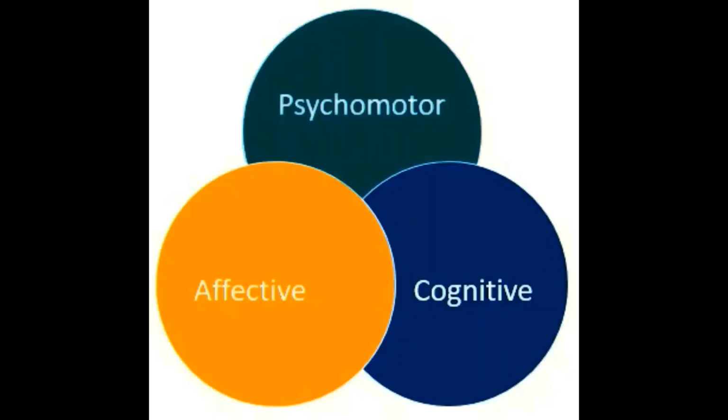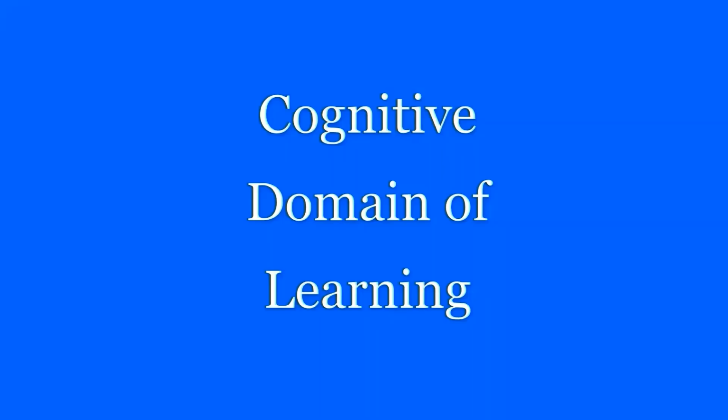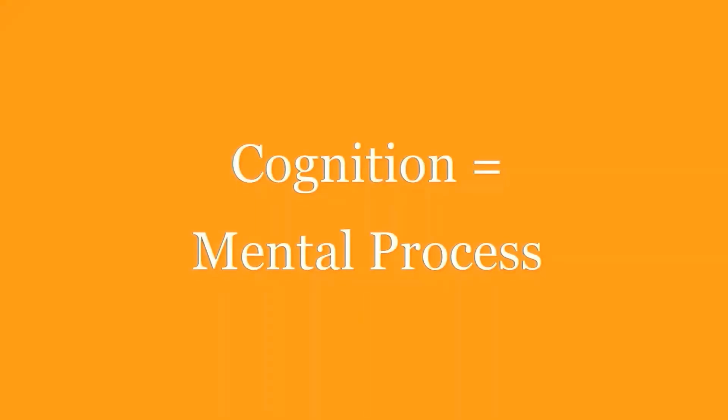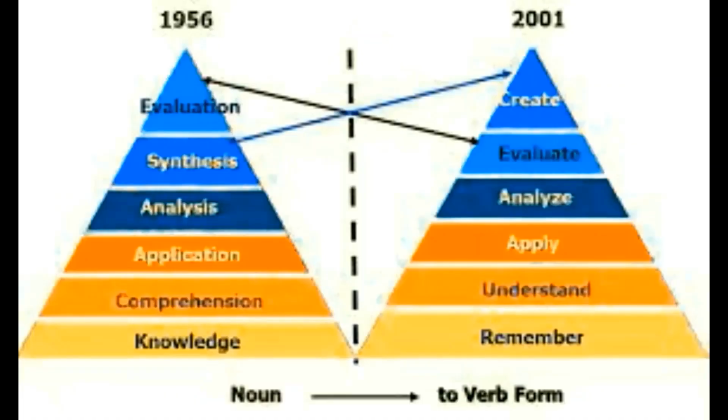The revised Bloom's taxonomy. Dr. Anderson and Dr. Krathwohl divided learning broadly into 3 categories: cognitive, affective, and psychomotor. The cognitive domain of learning. Cognition means mental process. The cognitive domain encompasses 6 categories: remembering, understanding, applying, analyzing, evaluating, and creating. Here, synthesis changes into creating and goes at the top.